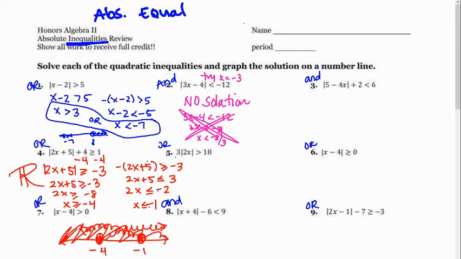Number 5, I need to divide by 3 first and get 6. This should be an "or." I just need to remember that. So now I have 2x greater than 6. x is greater than 3. And then negative 2x, when I divide, flip the sign. x is less than 3.